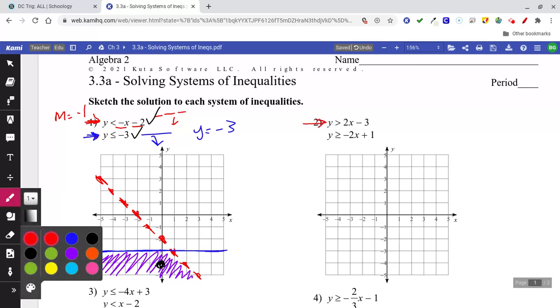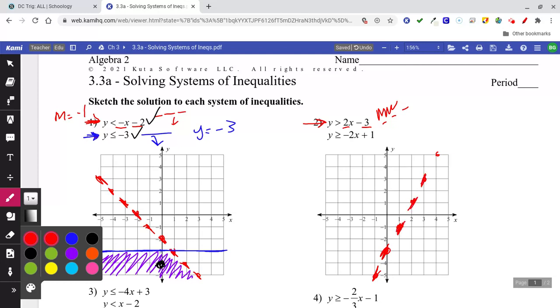Number 2, we see a straight line that is dotted, and greater than means we shade above. And so if I graph this, I've got a y-intercept number of -3, and I've got a slope number of 2. So I go up 2 and right 1, and up 2 and right 1, and do a lot of dots, up 2, right 1, up 2, right 1, or down 2 and left 1. And then it's going to be a dotted line.